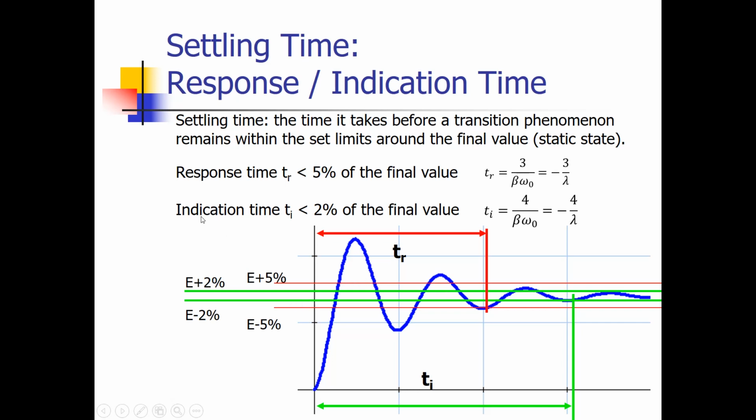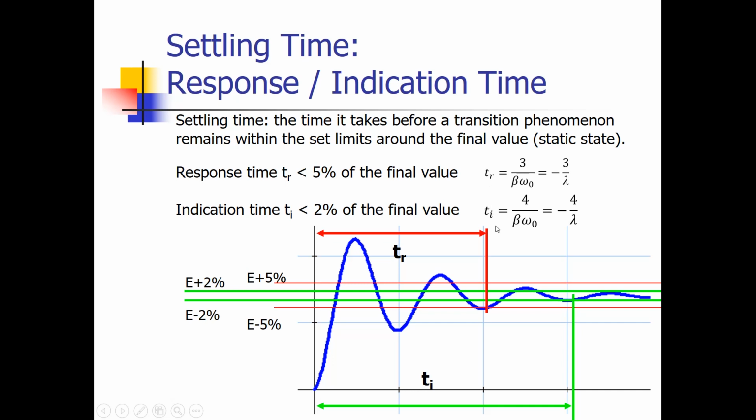There is also another one, which is the indication time, which is the time in which a signal stays within 2% of its final value. And of course, that indication time is higher than the response time. Well, why have they defined the response time and the indication time? That is because you can easily calculate the response time and indication time.